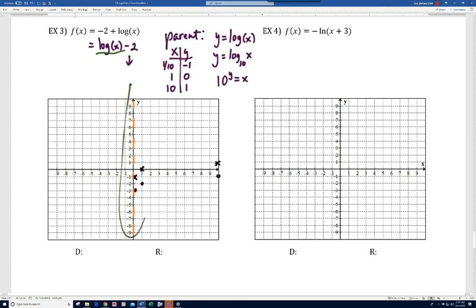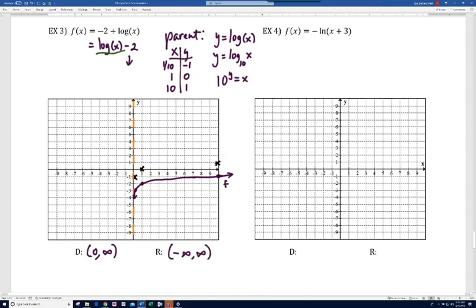Now notice the asymptote, when you move it down 2, that's not going to change the asymptote. And so that won't change. So let's go ahead and draw the graph. Again, this is a little tricky, but not too bad. All right, so our domain is going to be 0 to infinity, not counting 0. And our range will be all real numbers.